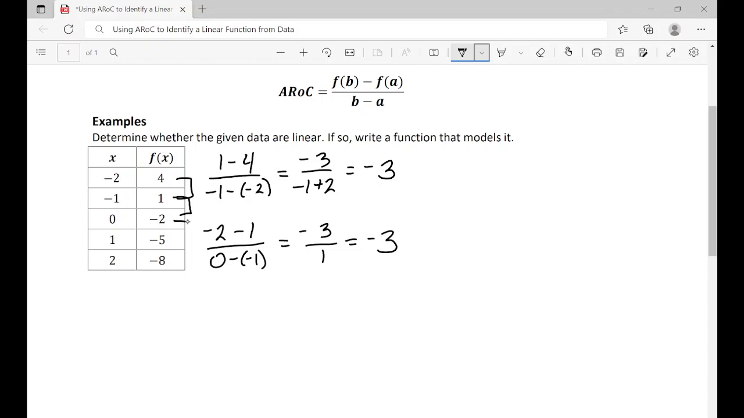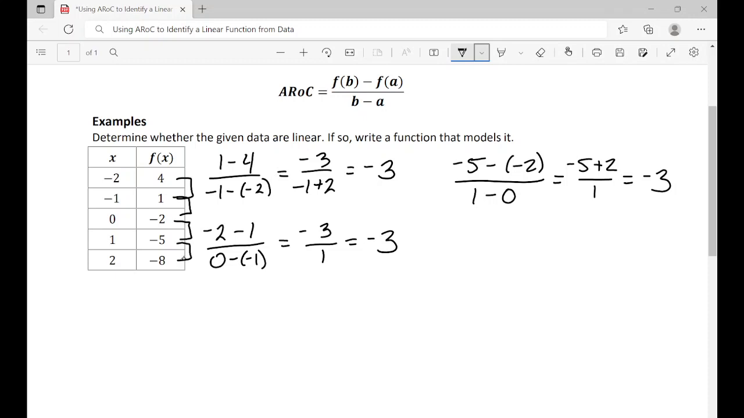Now we're going to do between these 2 points. So negative 5 minus negative 2 over 1 minus 0. So negative 5 plus 2 over 1, which is just going to give us negative 3 again. So again, looking pretty good.